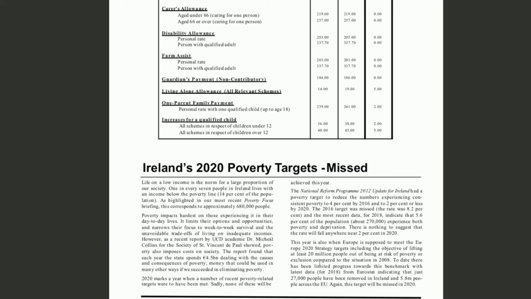A report published earlier this year and written by the UCD academic Micheál Collins for the Society of St Vincent de Paul showed the cost of poverty to the state at a moderate estimate of €4.5 billion. If that money was invested elsewhere, that would make a huge contribution to the type of core services and the type of society that we actually need.